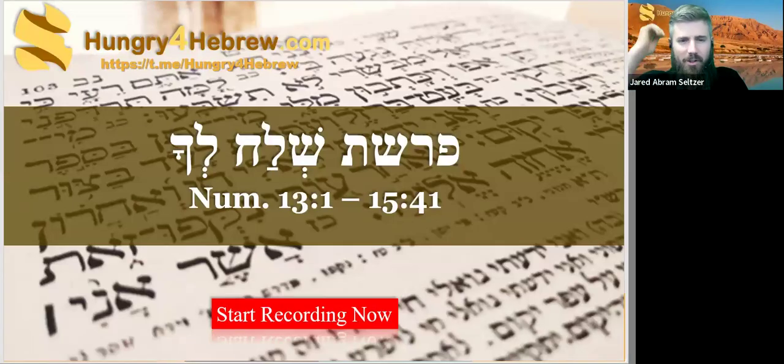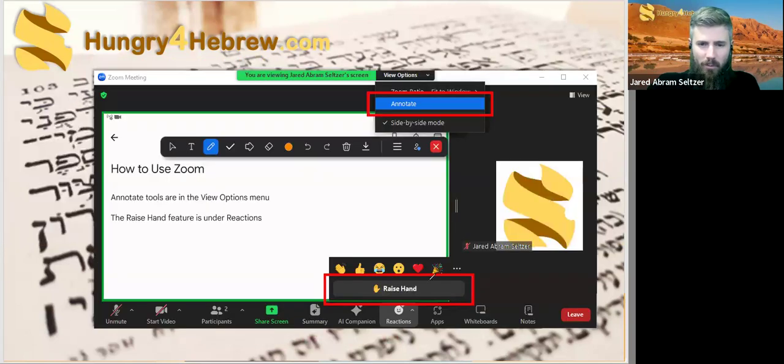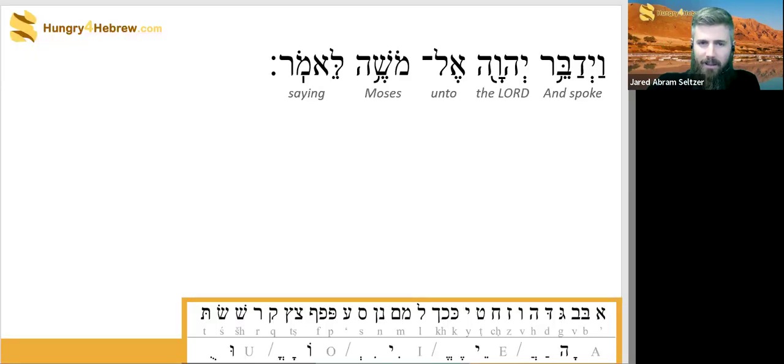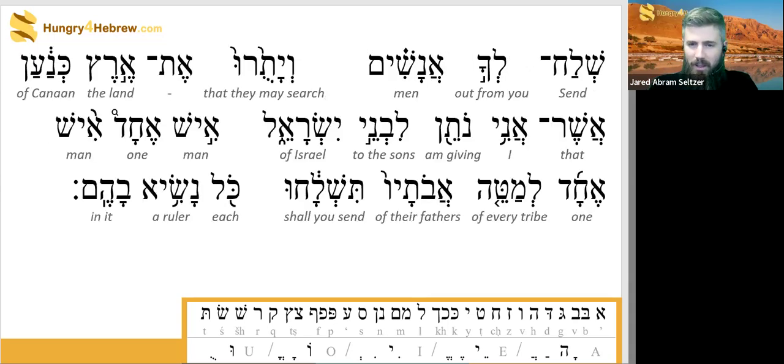This is Parashat Shlach Lecha, the Torah portion about the 10 spies. So this should be an exciting reading. As usual, if you want to raise your hand or annotate on the screen, here's how you do it. We're going to start with a super simple verse. Vayidaber Adonai el Moshe lemor. God spoke to Moses saying, and then here's where we get into the good stuff.